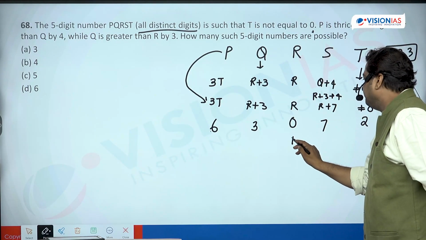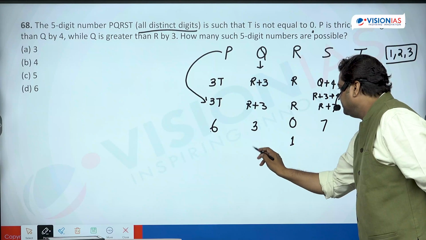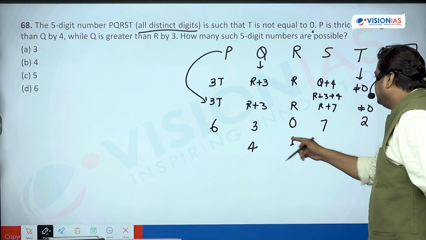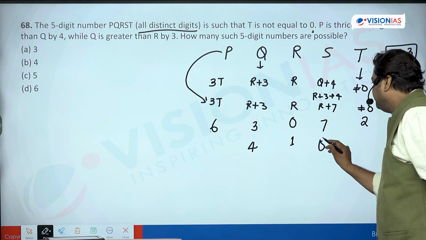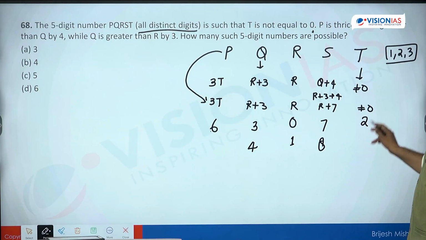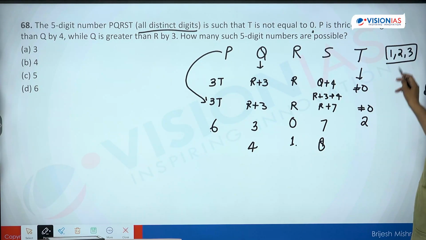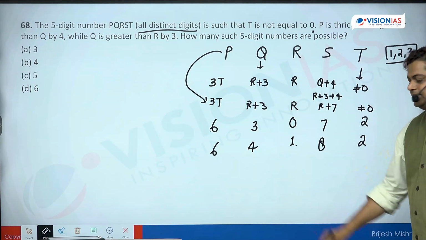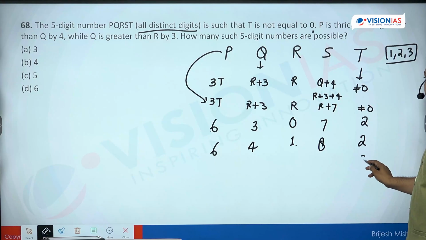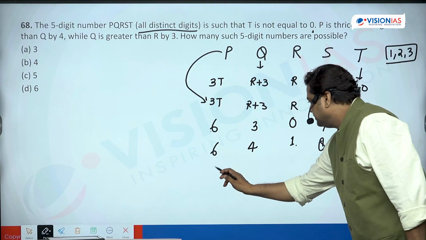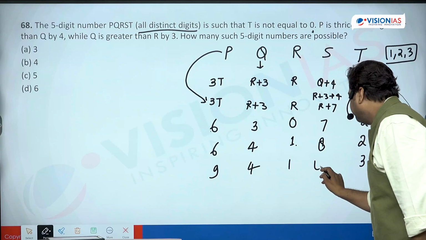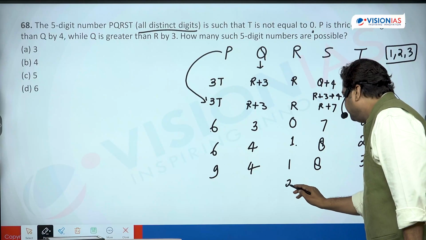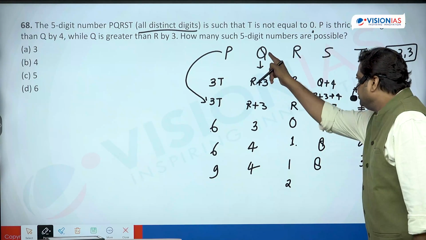If we take R's value 1, then Q's value 1 plus 3, 4. Then this S's value R plus 7, how much will it be? 1 plus 7, 8. Then this value we cannot take 1, because 1 is already there. We can take 2. If we are taking 2, this is what? 6. All distinct. Then if I take this value as 3, then this is what? 9. And this remains the same. Distinct is coming.